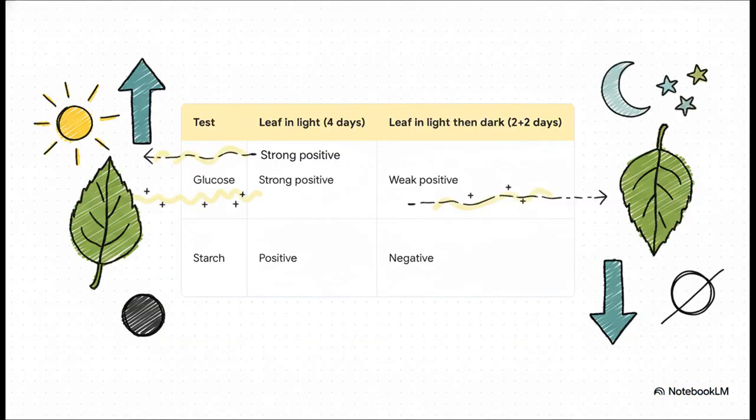Here are the results the students recorded, all laid out in this table. Now, take a good look at the differences. The leaf that was kept in the light has a strong positive result for glucose, and it's positive for starch. But the one that was moved into the dark only has a weak positive for glucose and a negative result for starch. So what's going on here?